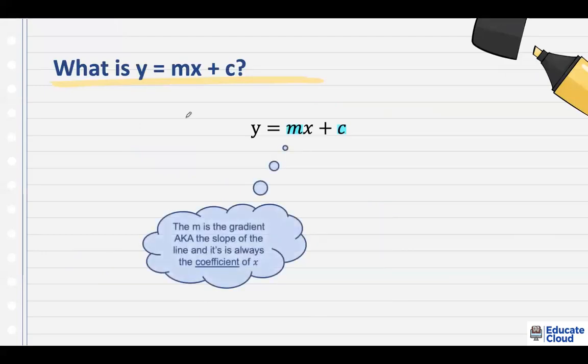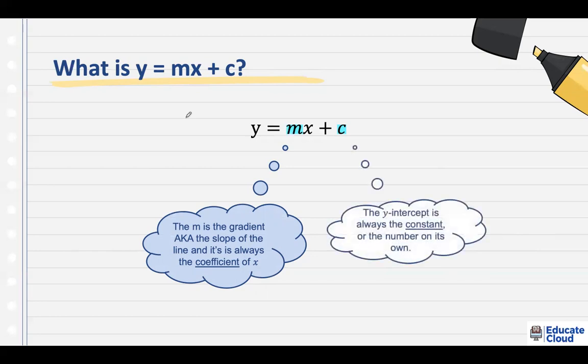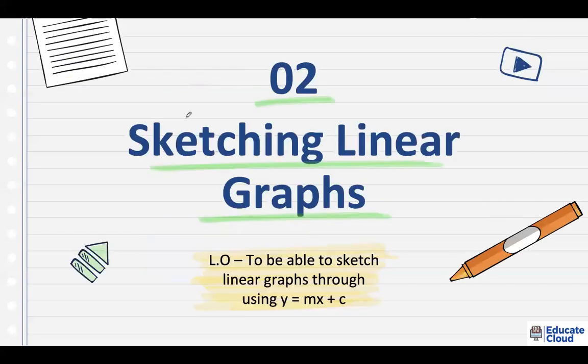So m is the gradient. What that means is that it's the slope of the line, and it's always the coefficient of x. So it's always a number that is multiplied by the x. And c is the y-intercept. It is always a constant and it's a number on its own.